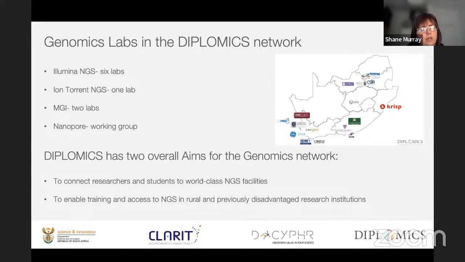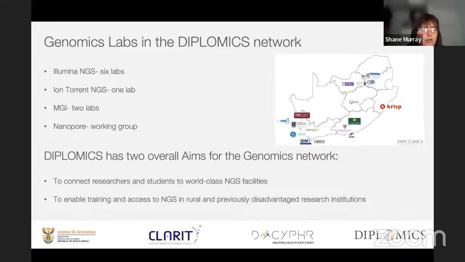This is just to illustrate from a genomics point of view, we represent a diverse number of different types of NGS technology. Of course, Illumina leads the pack. We have 6 different labs with Illumina technology, ranging from labs with MiSeq all the way to labs with NovaSeq. We have 1 lab in the network that has an Ion Torrent and specializes in Ion Torrent sequencing. And then we have 2 labs that have MGI sequencing. And what we have established over the last year is what we are calling our Nanopore working group. I'll be saying a little bit more about that on the next slide.